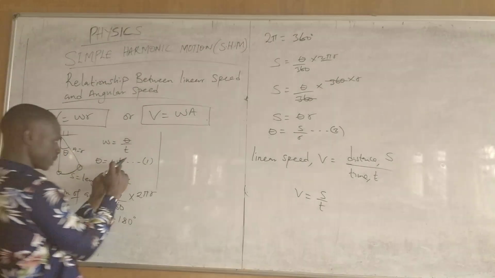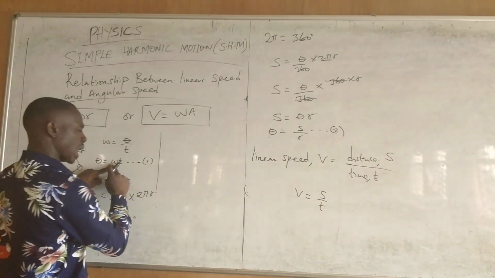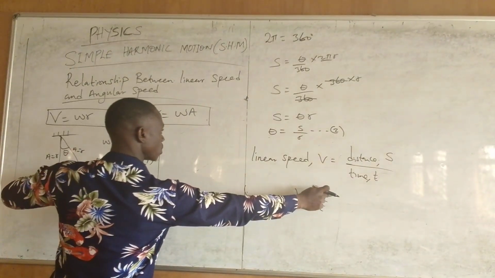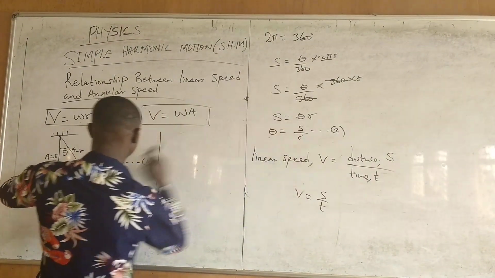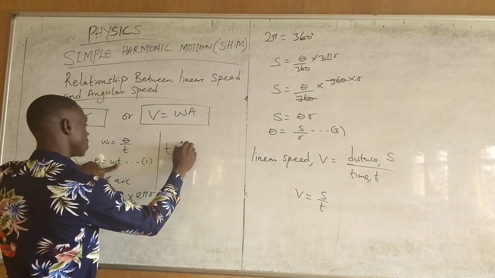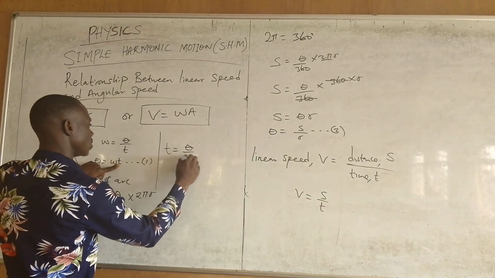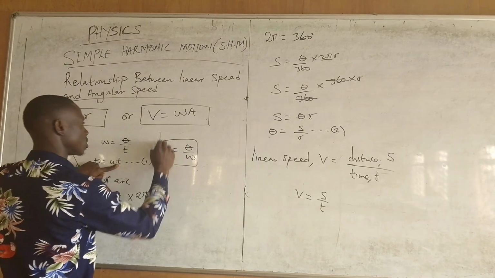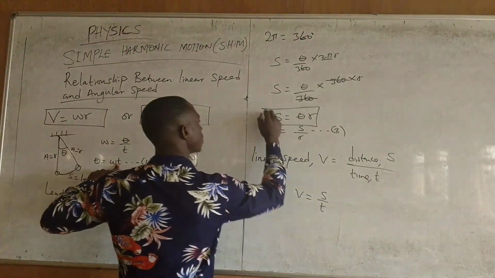So please, let's come back here. I want t to disappear. I want S to disappear. So S is here already. So let's make t the subject of the formula. t here will now be equal to theta over omega. Please take note of this. So these are the two things we are using, not even equation 1 and 2.